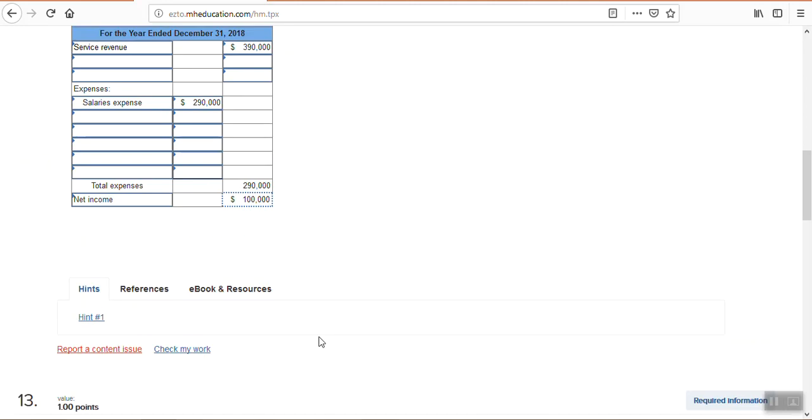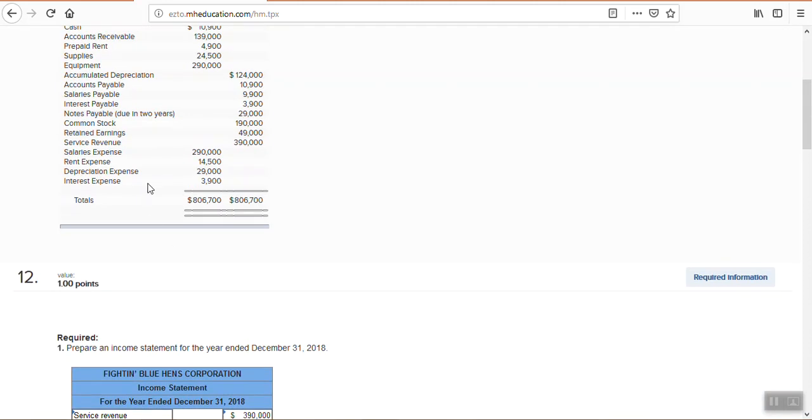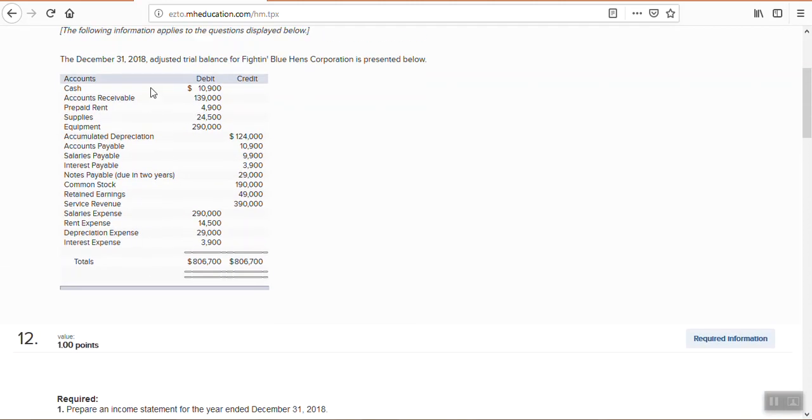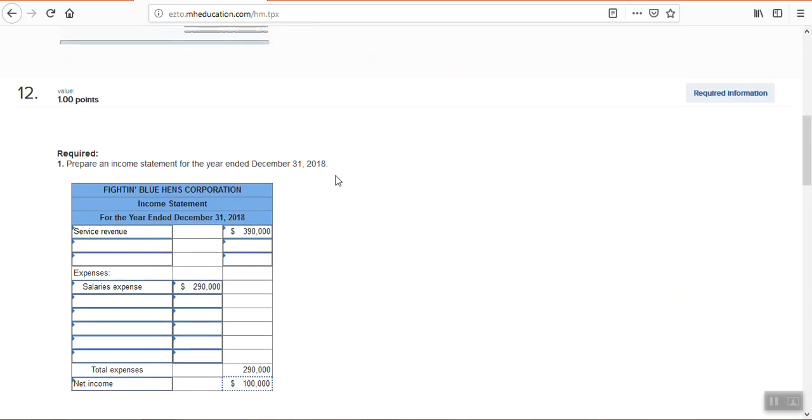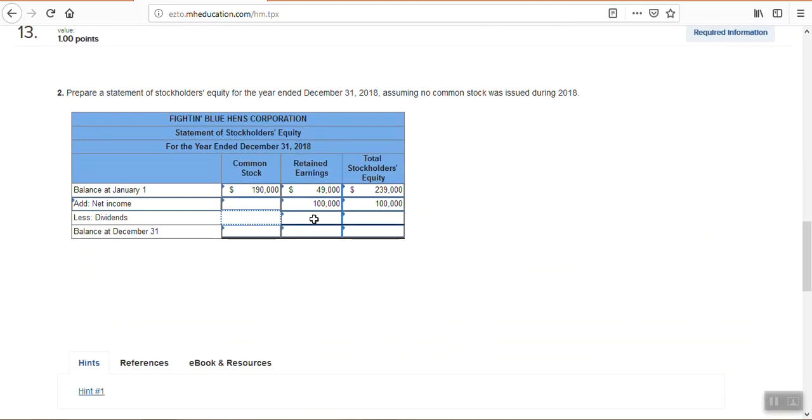And then dividends, I don't remember seeing any, but let's see. Nope, I don't see any dividends. They didn't tell us anything about dividends, so that sounds like it should be a 0. And if there was a number, it would go in the retained earnings column, because when we pay dividends out, it comes out of the earnings of the company. So it would be there if there was one, but there's not.